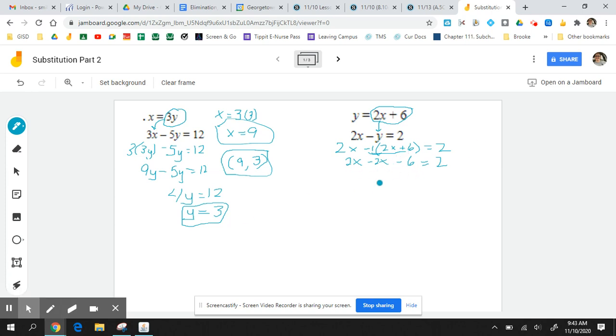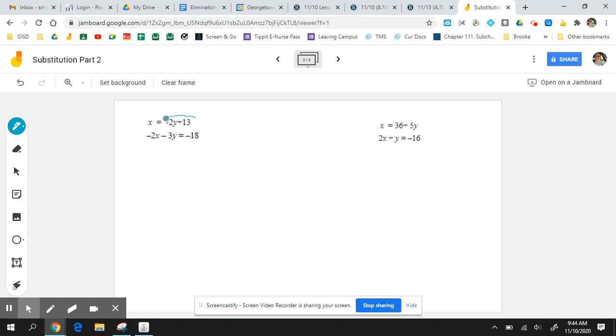Okay, so 2x minus 2x is 0, and we're left with negative 6 equals 2. If this happens and this number does not match this number, it is no solution. That means that these two lines are parallel to each other if we were to graph them. And so we don't actually have that intersection point, that solution point.